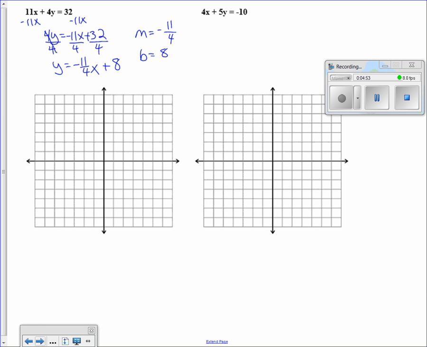Okay, that's not on here, so here's 8. And then I'm going to go down 11. 8, 6, 7, 8, 9, 10, 11, and then I have a negative line, so I'm going to go to the right, like a negative line, 4. Okay.